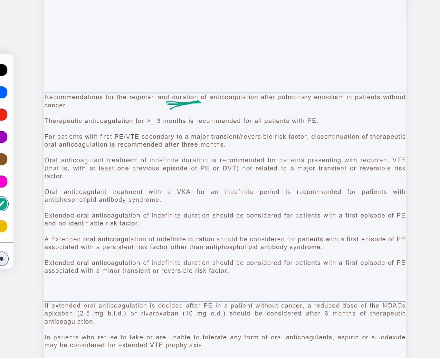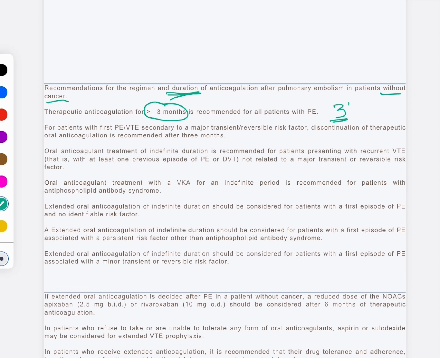Recommendations for the regime and duration of anticoagulation after PE in patients without cancer. So therapeutic anticoagulation of more than or equal to 3 months is recommended in all patients with PE. So at least for 3 months you should be giving. For patients with first PE or VTE secondary to a major transient reversible risk factor, discontinuation of therapeutic oral anticoagulation is recommended after 3 months.